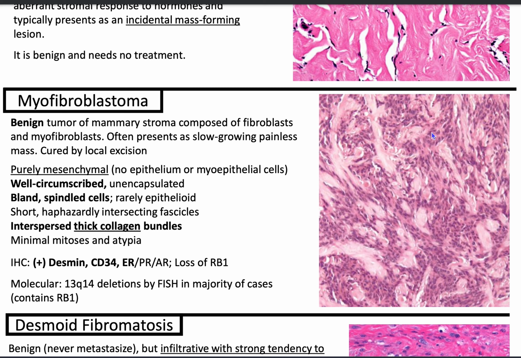Interspersed amongst these thick collagen bundles, you'll have bland spindle cells with minimal atypia. They'll have short, haphazardly intersecting fascicles. To help you on immunohistochemistry, these stain for desmin, CD34, ER, PR, and AR. And you can send for FISH, where it's one of those entities that has the RB1 deletion, a 13q14 deletion.